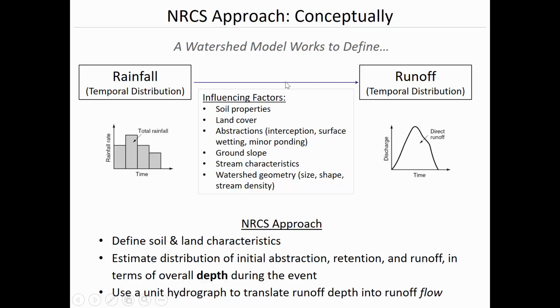So here's what the NRCS approach does: it uses the soil type and the land use to define something called the curve number. And the curve number is kind of like an enhanced C value. You remember that during the rational method, we had C values that just told us the proportion of runoff versus the proportion of infiltration. So maybe if we had an asphalt surface, a C value of 0.9 would tell us 90% of the precipitation will run off.